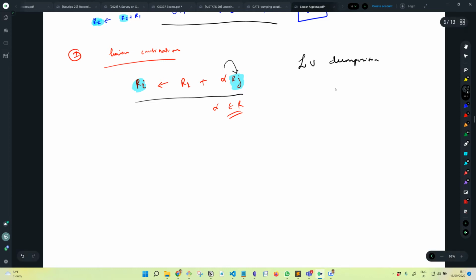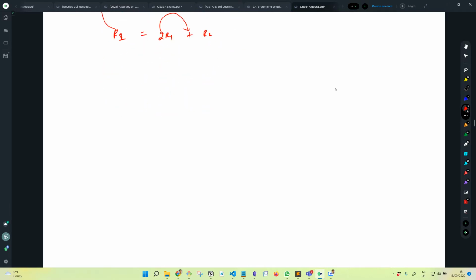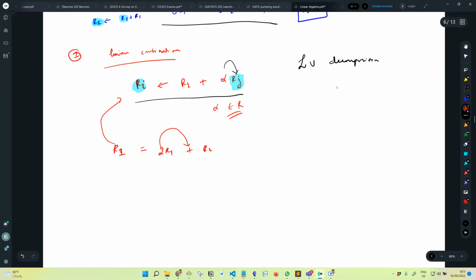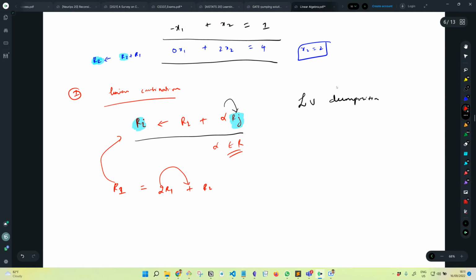This is not a problem. For example, let's say you are intending to do r1 equals 2 times r1 plus r2. This equation also you can represent in this format. You can take this scalar and attach it to the other row. Okay. Now, this is the first kind of operation. I think you're all convinced that this operation is a legal operation.